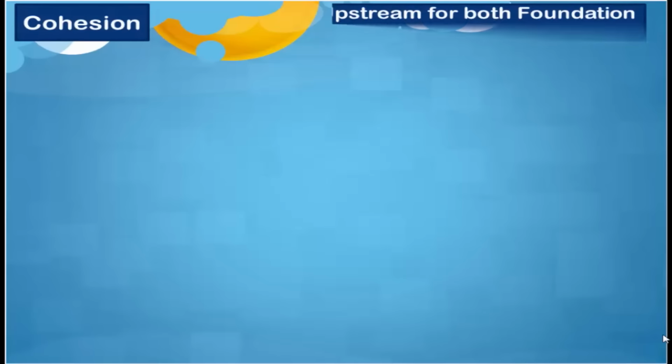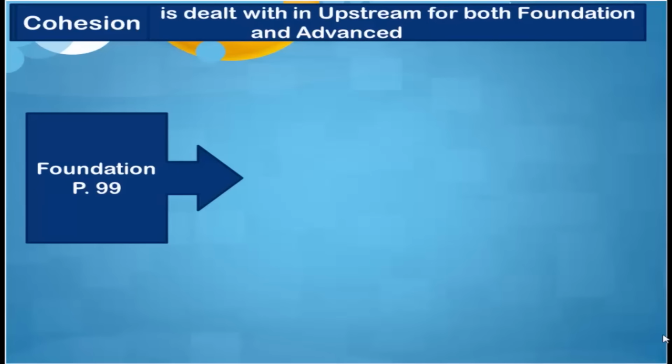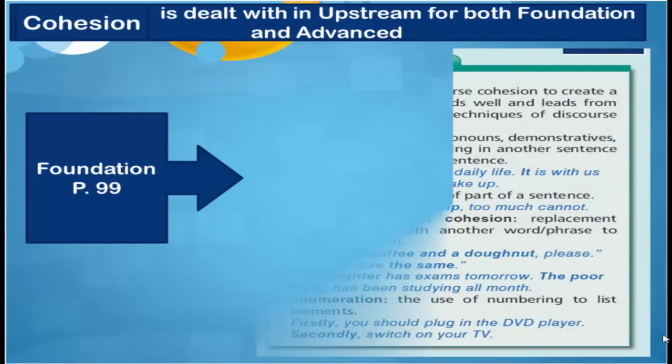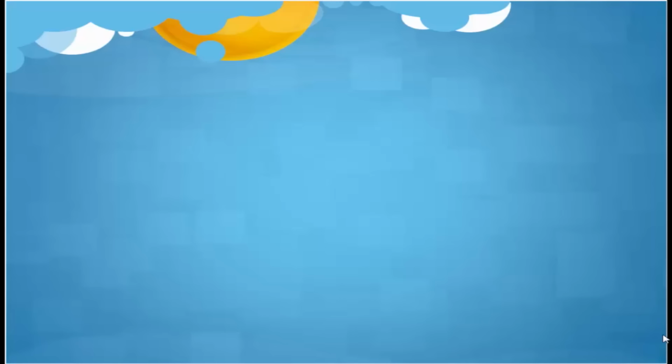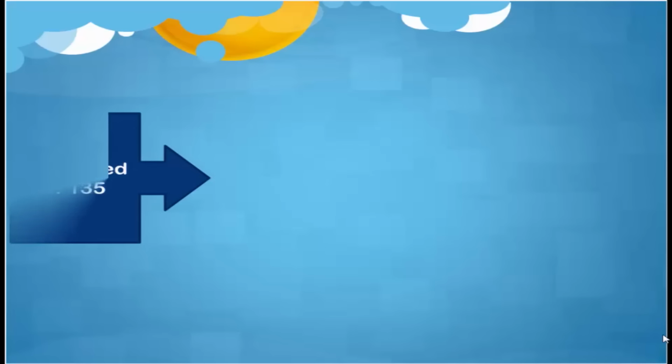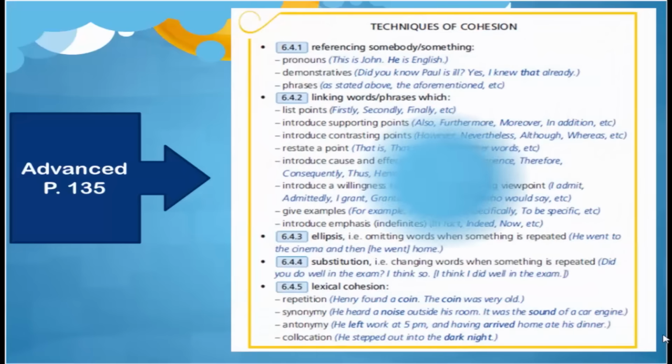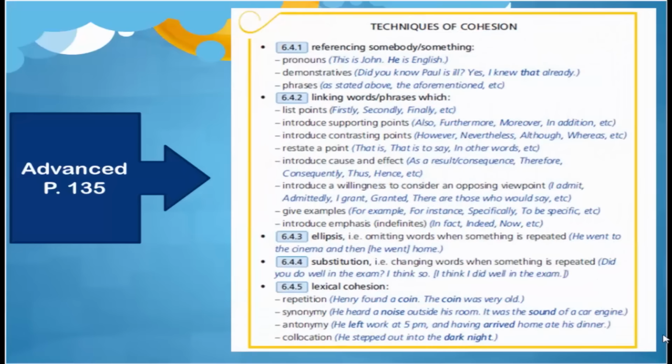The word cohesion is found in Upstream for both foundation and advanced. In foundation, on page 99, we've got this page, and we will critically comment on this page at the end of part two. And in advanced, page 135, we've got this page.